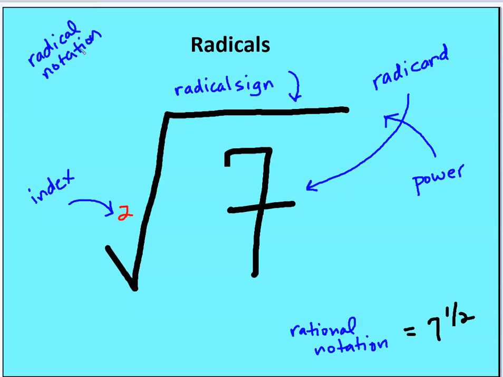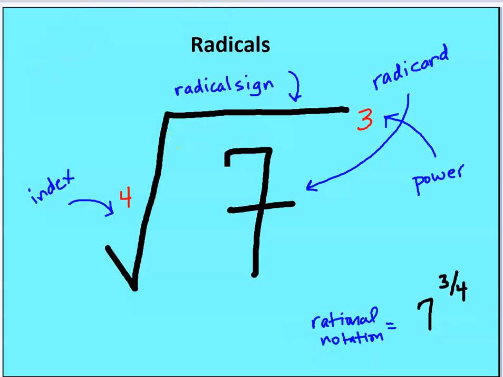I can, and we will talk about this later, convert this to rational notation. Rational notation would be 7 to the power of 1/2. So 1 is the power. It's not stated here, but it's 1. And then the index is going to be the denominator in your exponent. So numerator is the power, denominator is the index in rational notation. But we're just going to talk about radical notation for today. All right, so if I have a radical here with an index of 4 and a power of 3, then I would rewrite it in rational notation as 7 to the power of 3 over 4. All right, so that's how this works.